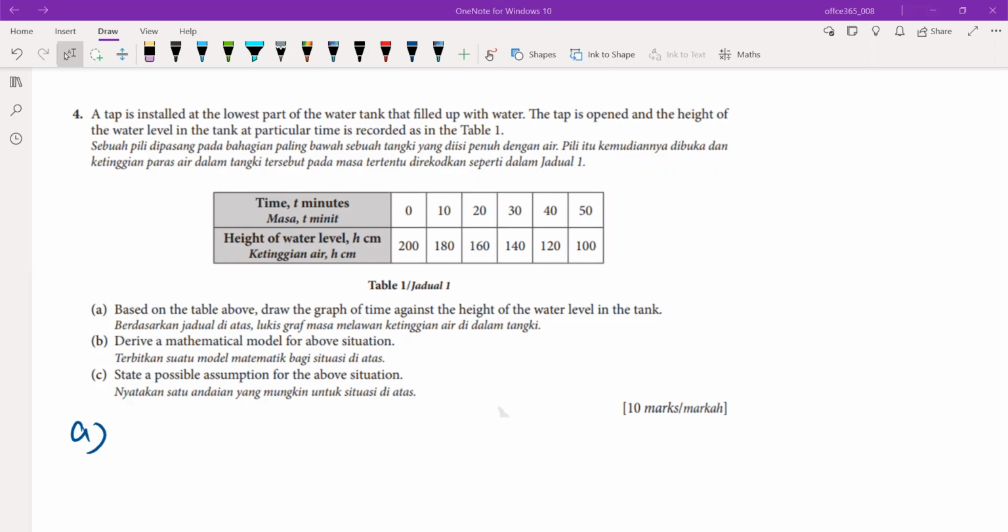So anyone want to show answer? So if you got graph paper, it's the best. If you don't have, okay, for this question, if let's say to draw the graph, okay, show you the graph also.